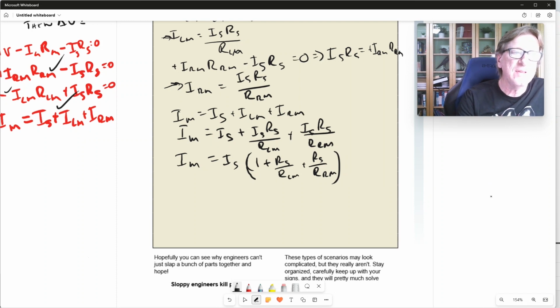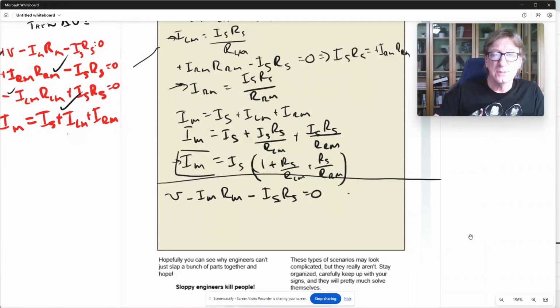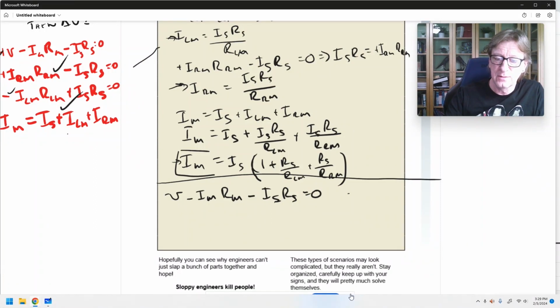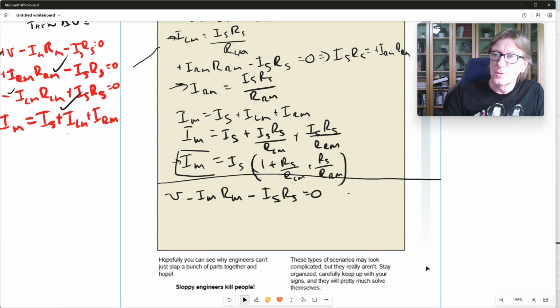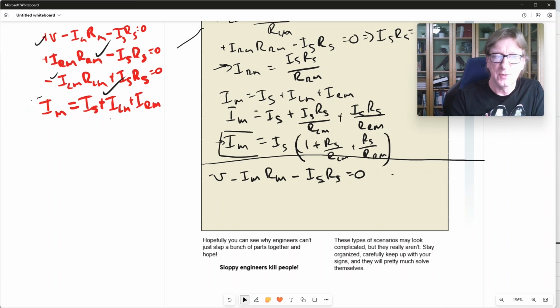So the only one I have left then is the top one. And so hopefully this is going to fill in everything I know. So we'll start off with V minus I microcontroller, which I just found an expression for, times the resistance of the microcontroller, minus IS RS. So by the time we're done, the only thing that's left should be IS. Okay, so let's plug in for what we know. Let's plug in for IM, and let's get it in terms of IS. Now, there's going to be a lot going on here, so we want to make sure that we're being very careful with our signs and our parentheses.